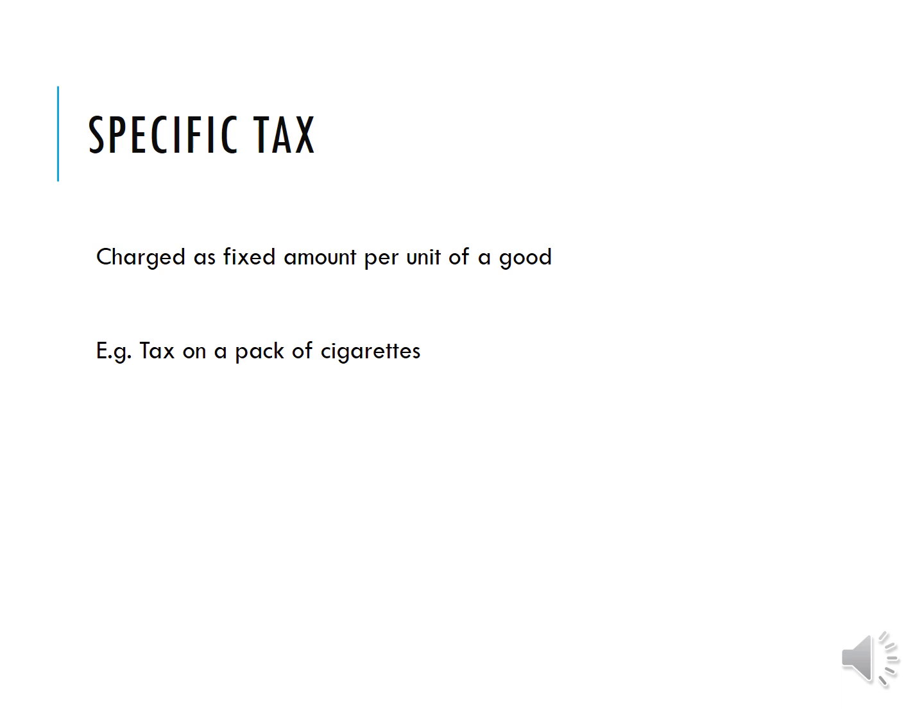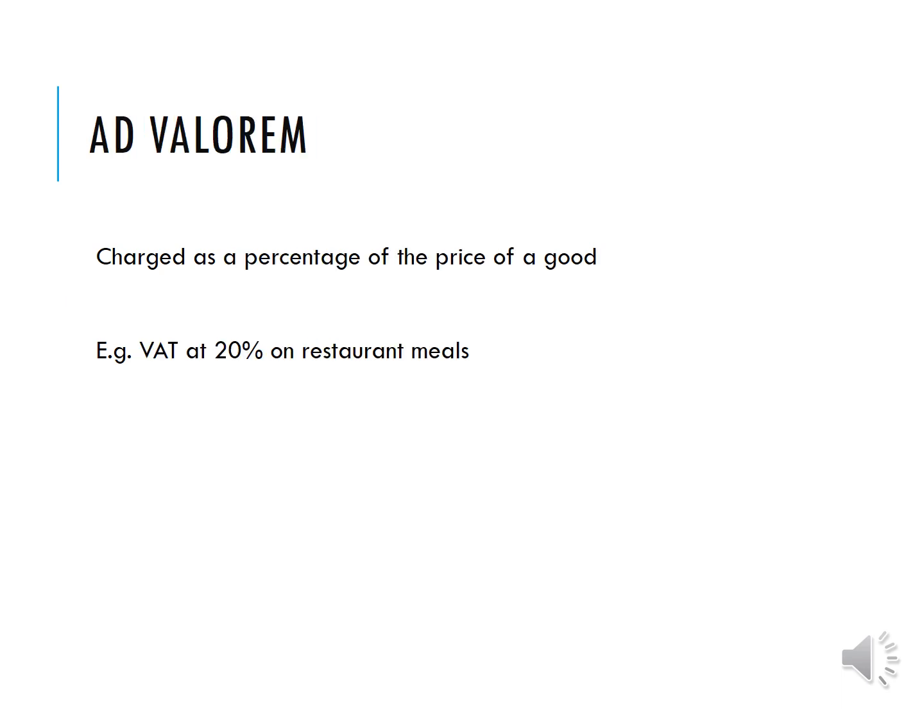A specific tax is charged as a fixed amount per unit of a good. So for example, you might have a €2 tax on a pack of cigarettes. So that is a tax, that amount that applies every time you buy a particular unit of a good. It doesn't change. An ad valorem tax is charged as a percentage of the price.